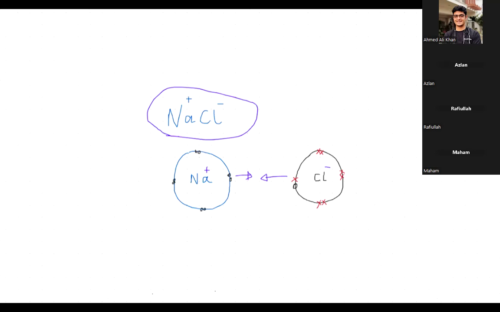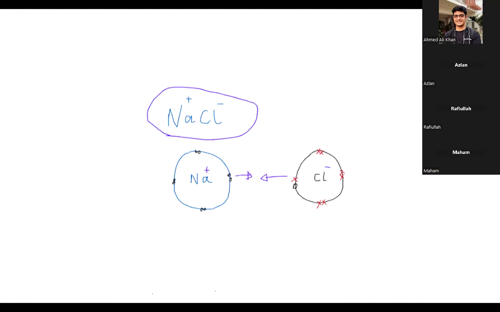And if you take a grain of salt and you view it under a very powerful microscope, you see that lattice structure. All of these sodium and chloride atoms are arranged in that lattice. That lattice somewhat looks like this.